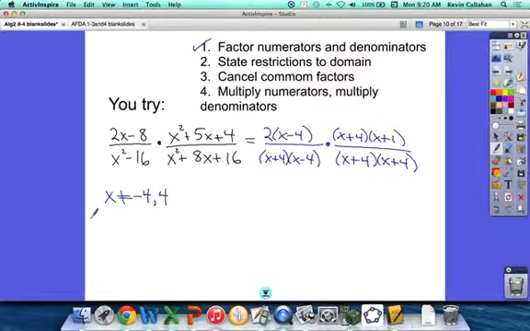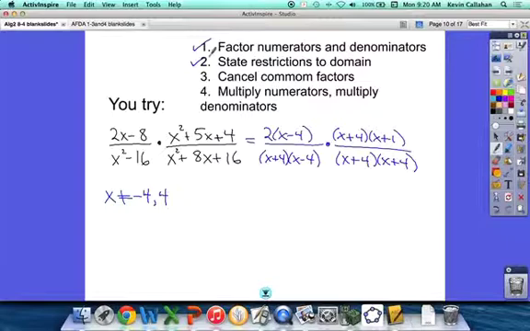Should -1 be a restriction? Why not? It's in the numerator, right? The restrictions are in the denominator, right? They come from the zeros of the denominator. Right? So this was the right factoring. These are the restrictions.